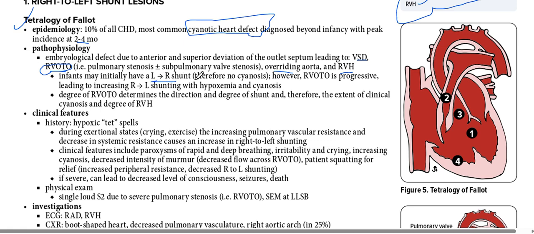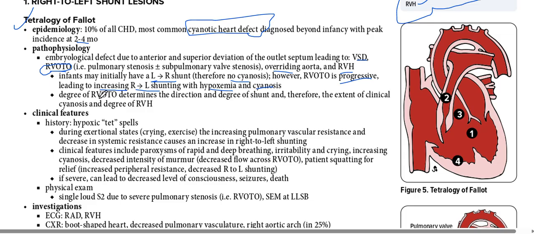Okay, therefore no cyanosis. Whenever there is a left to right shunt, there is no cyanosis. However, right ventricular outflow tract obstruction is progressive, leading to increasing right to left shunting with hypoxemia and cyanosis. First there was a left to right shunt, so the child may present with no cyanosis.